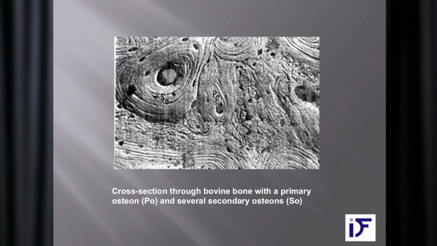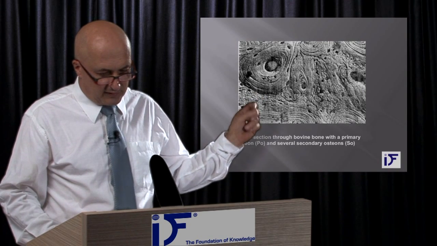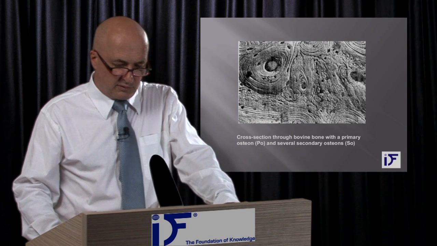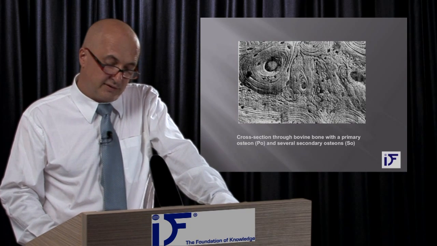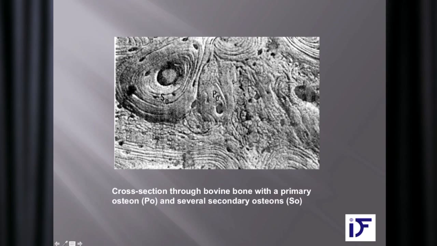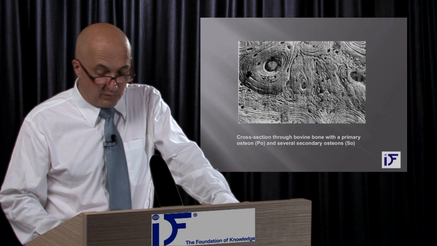This picture shows a cross-section through bovine bone with a primary osteon. The primary osteon is in the center, and a secondary osteon on the left side. Showing you this here, this is the primary osteon, and here's the secondary osteon. Now, the secondary osteons are resorbing osteons, while primary osteons are resorbing primary bone or woven bone.